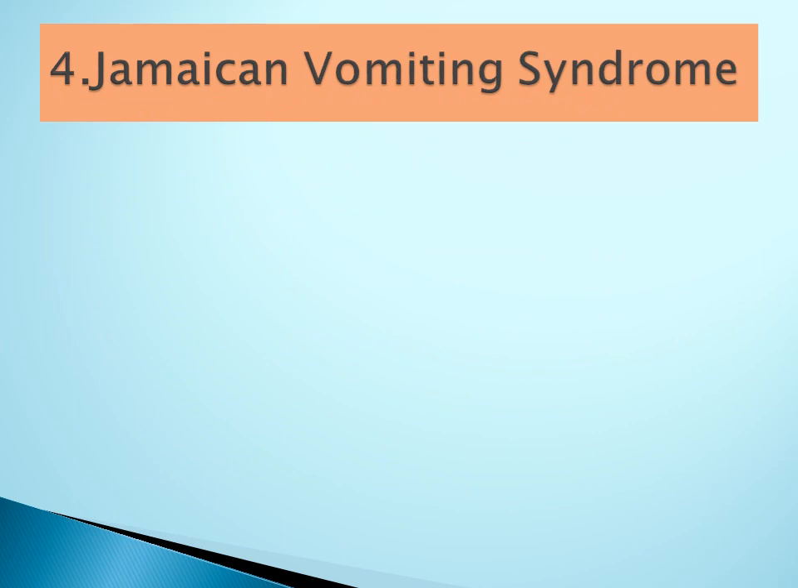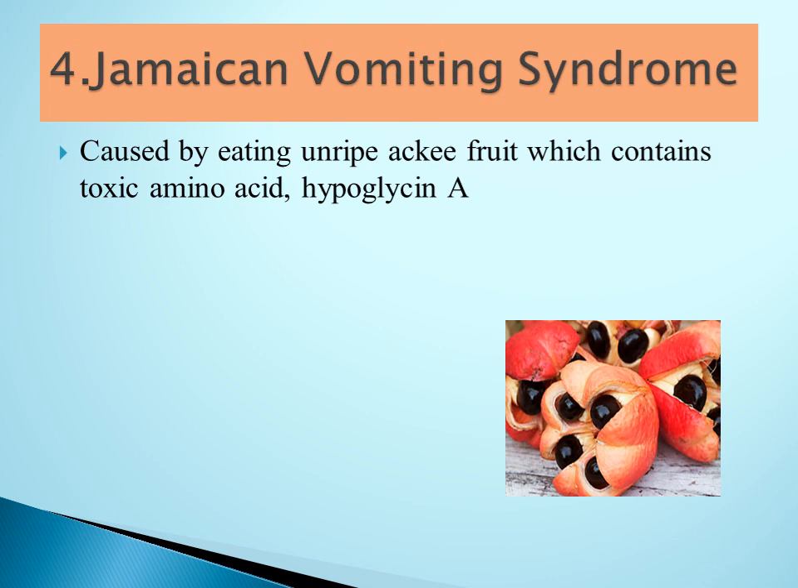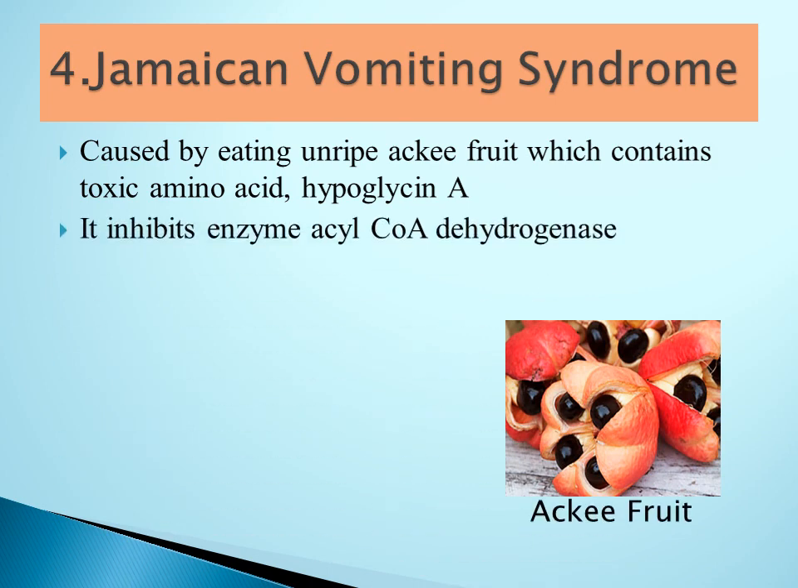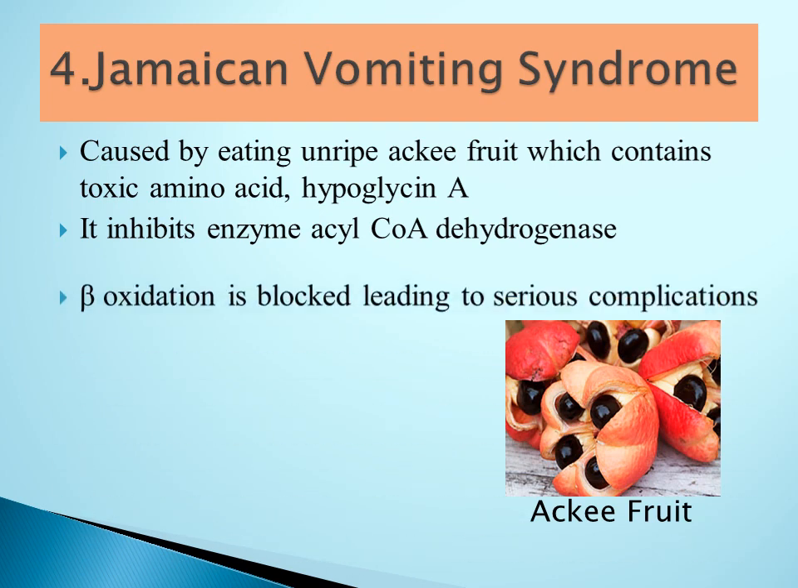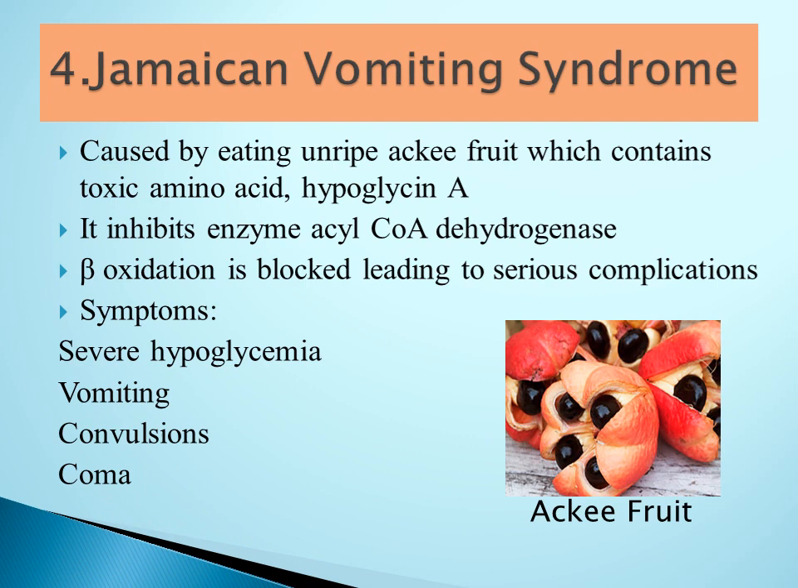The next disorder is Jamaican vomiting syndrome. This syndrome is caused by eating unripe akee fruits which contain the toxic amino acid hypoglycin. This hypoglycin A inhibits the enzyme acyl coenzyme A dehydrogenase, which is an important enzyme of beta oxidation. Because of inhibition of this enzyme, beta oxidation is blocked. That leads to serious complications. Symptoms seen in Jamaican vomiting syndrome are severe hypoglycemia, vomiting, convulsions, and coma.